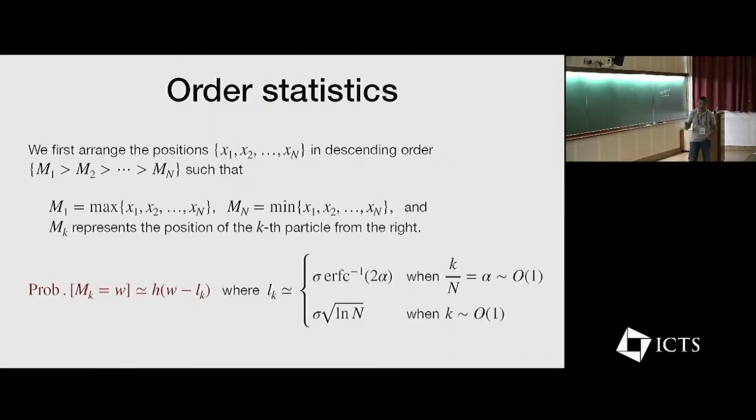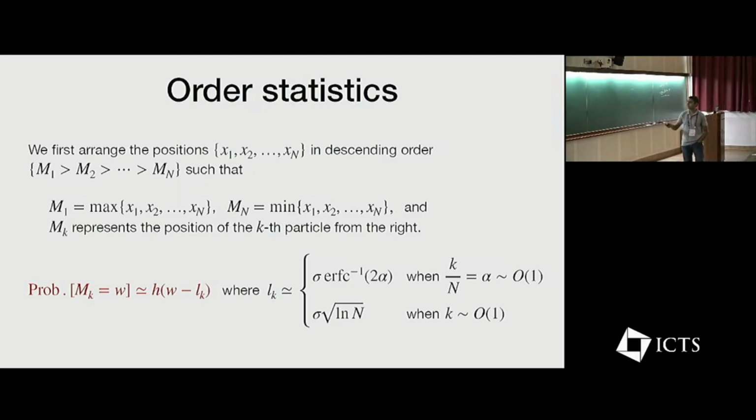Okay, you can also compute the order statistics. Order means basically you look at the rightmost particle, second rightmost particle, and so on. So these M's are these ordered positions, and you can ask what is the distribution of the kth particle. It's in fact directly related to this function h, which we saw in the last case. And this Lk has this nice form.